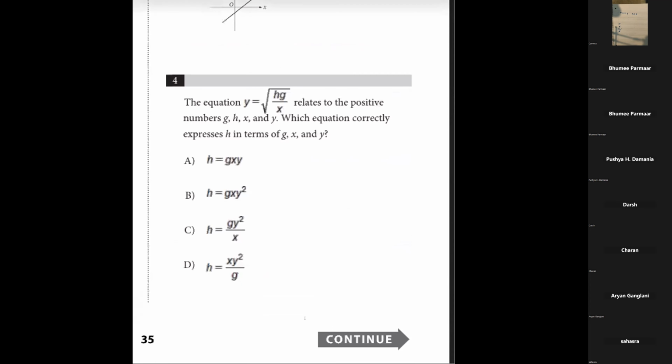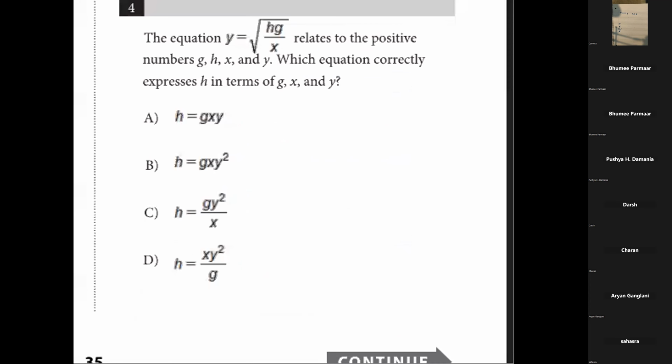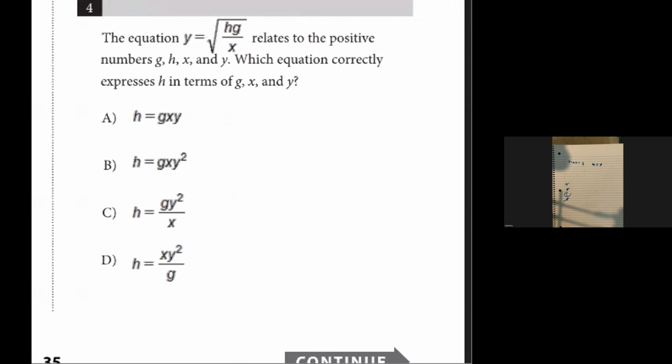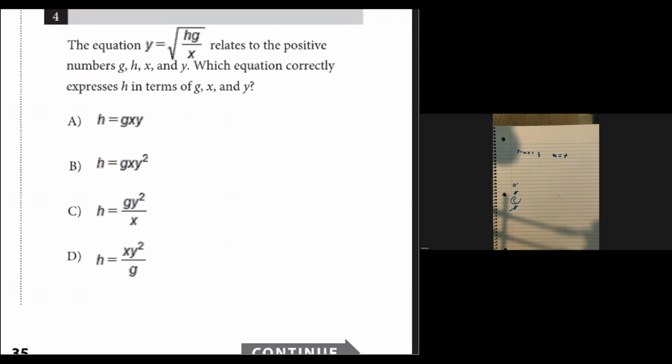Okay. This question is a little bit more difficult. This one will involve a little bit of algebra. I'll give you about a minute for that one.